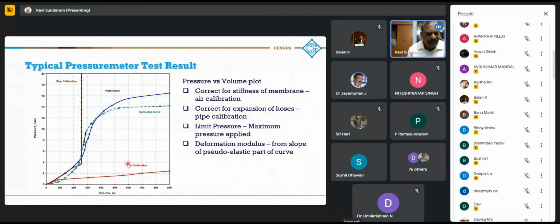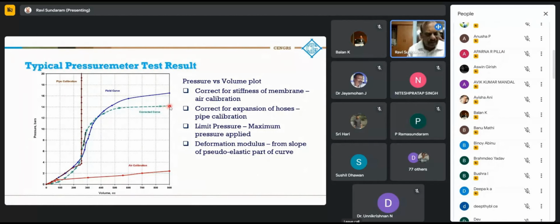Typical results of the pressure meter test. This is the field curve, pressure versus volume. You can see here the maximum volume expansion is 900 ml for the NX probe. Initially the probe is first expanded in air, and the stiffness of the rubber parts itself you have to subtract out from the field curve. Also you expand it in a rigid pipe, and you remove the expansion of the hoses also. So this would be the final corrected curve which you get.